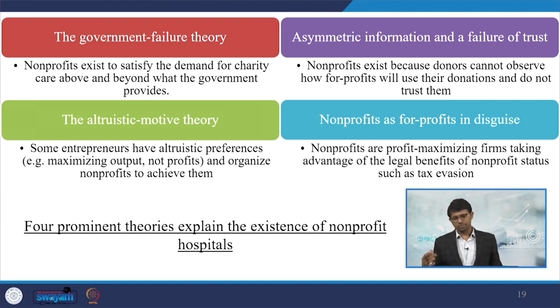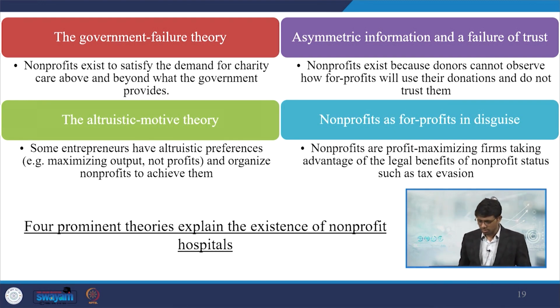And asymmetric information might create distrust. Non-profit exists because donors cannot observe how for-profit will use their donations and do not trust them. And the last one for non-profit is profit in disguise, where non-profits are profit-maximizing firms taking advantage of the legal benefits of non-profit status, such as tax evasion, etc.